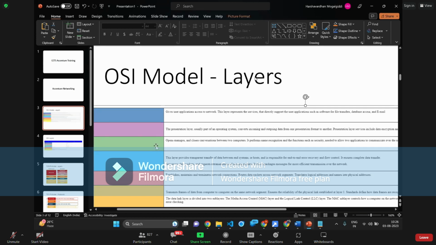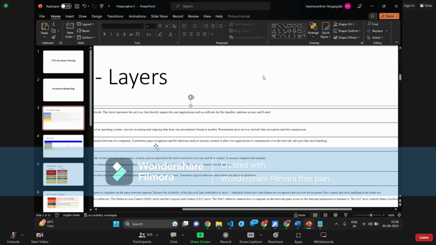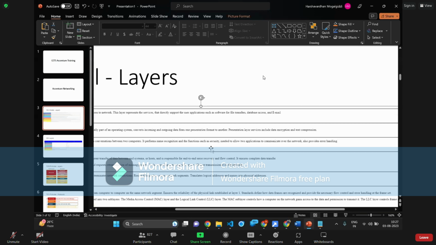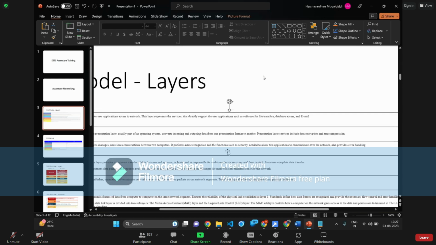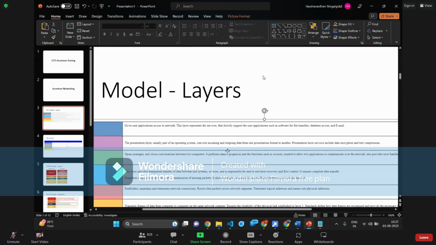Then system 2 will say, okay, I've got these different protocols open, these ports are open. System 1 will be like, okay, this port is open on my side also, so I'll send data from this port. Let us send data over this particular protocol, and data will go from my system to your system in this way. All this conversation is the responsibility of the session layer. Within the session layer, it performs name recognition and functions such as security. Any security that is happening is taken care of here, needed to allow two applications to communicate over the network. It also provides error handling. Obviously, it provides error handling.